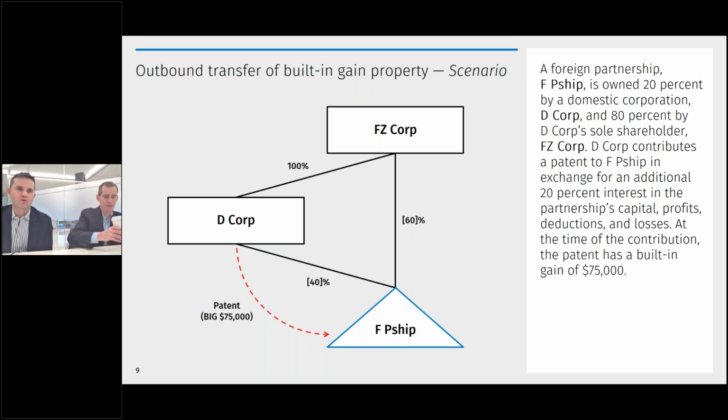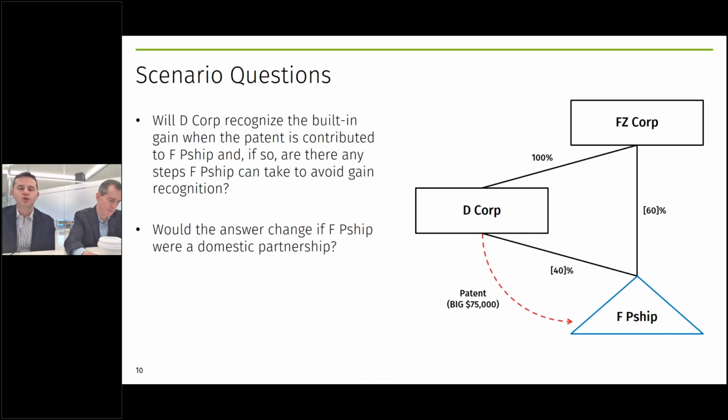Great, thanks, Mitch. So in this scenario we're going to look at, we have a foreign partnership, and it has two corporate owners. It's going to have G Corp, which is our U.S. corporate partner, and it's going to have FZ Corp, which is our foreign corporate partner. Initially, it's 20/80, with 20% going to our U.S. partner. But G Corp makes a contribution, a built-in gain patent, to the partnership in exchange to increase its stake up to 40%. So the question that's posed is, do we get 721 non-recognition here?